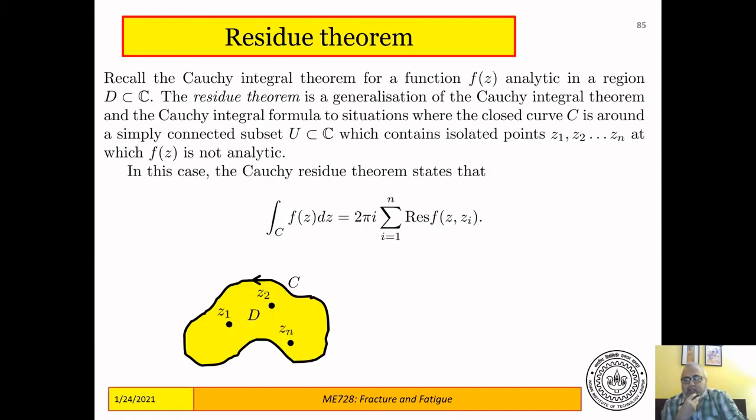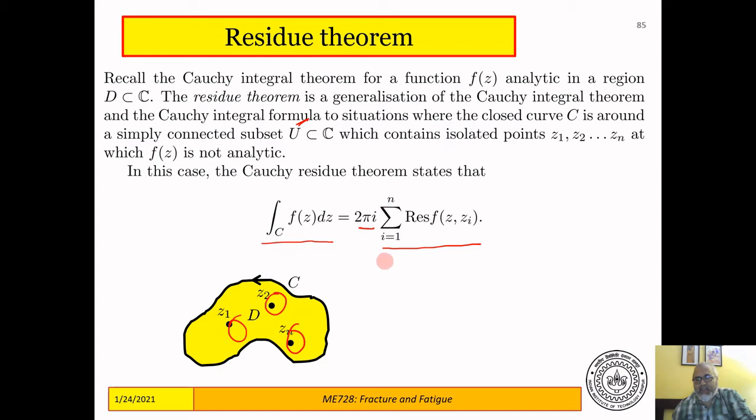The last theorem is the residue theorem. The residue theorem is a generalization of all this. So just imagine that now the function is not completely analytic over this domain that is enclosed by C, but it has a finite number of points of non-analyticity. For example, here, these are points of non-analyticity. Then the integral is not equal to 0. If these points were not there, remember, it would be equal to 0. It's not equal to 0, but is equal to 2 pi i times the residues calculated at these points.